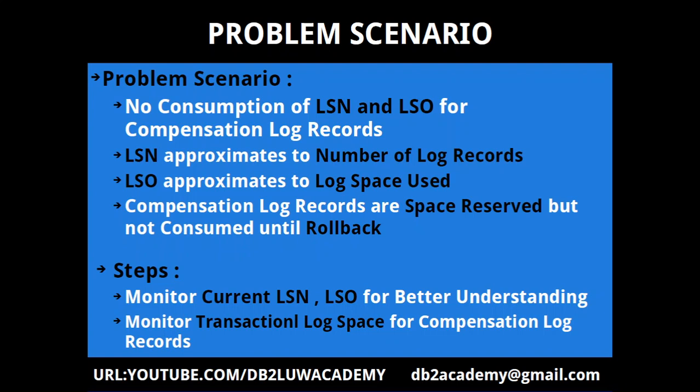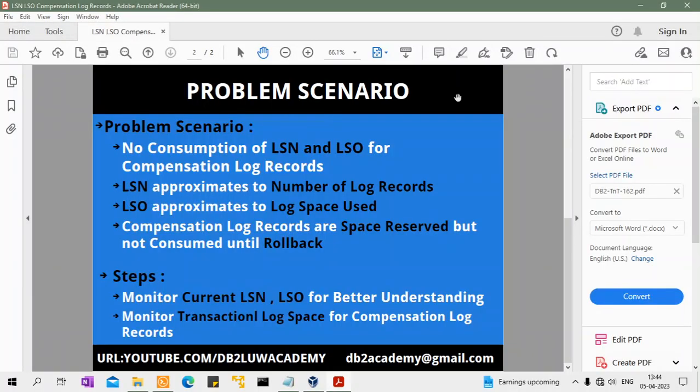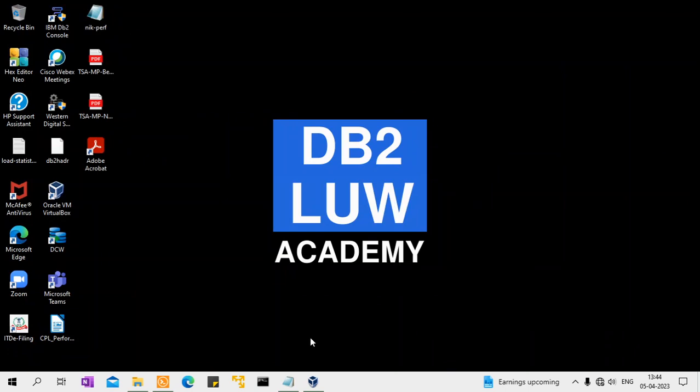It might seem a little bit weird, but you can easily monitor the current LSN value and the current LSO value for better understanding. You can also monitor the transaction log space for the compensation log records, in terms of how much space you are reserving for them. Everything is very clearly given in the db2pd output and other places. I'm going to show you that. If this slide is still not clear, the demo will make it clear, which is why I usually go with a demo also.